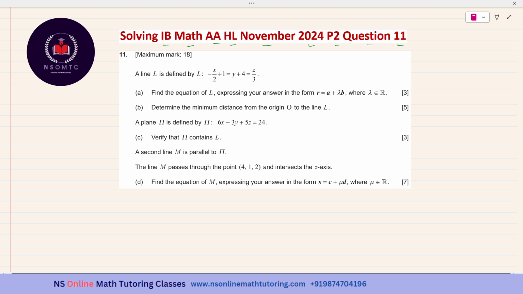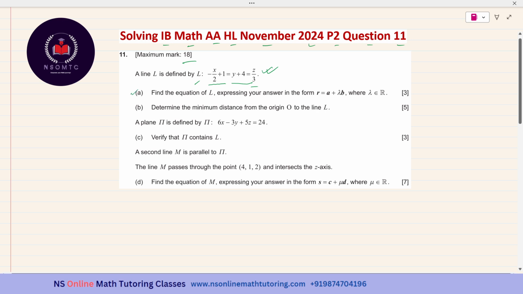So without any further delay, let us start to solve this question number 11. The maximum mark is 18. It says a line L is defined by minus x over 2 plus 1 equal to y plus 4 equal to z over 3. This is the Cartesian equation of the line L.